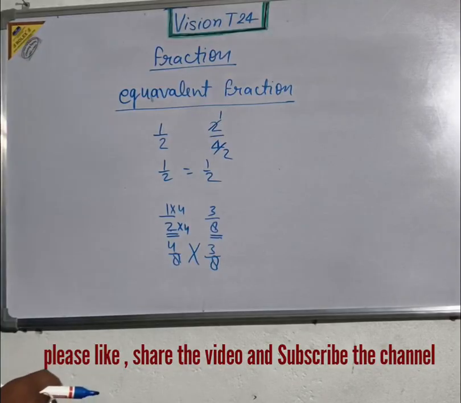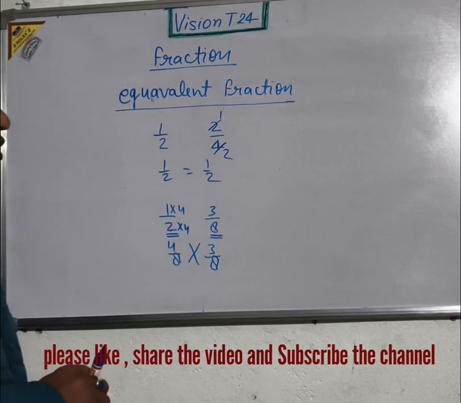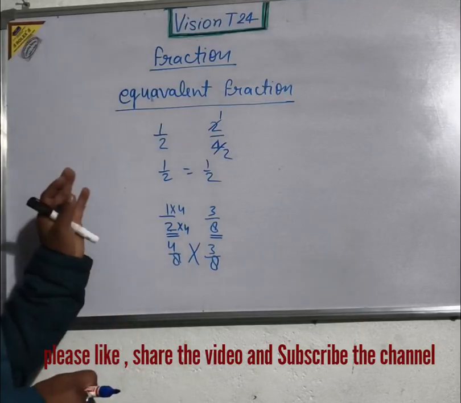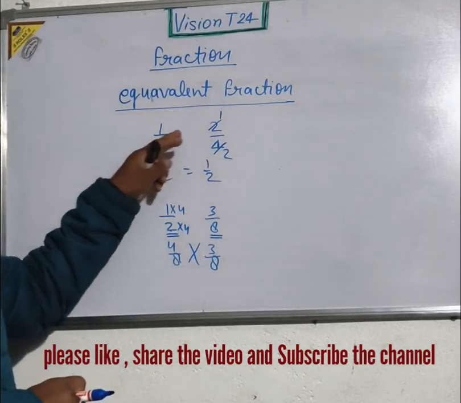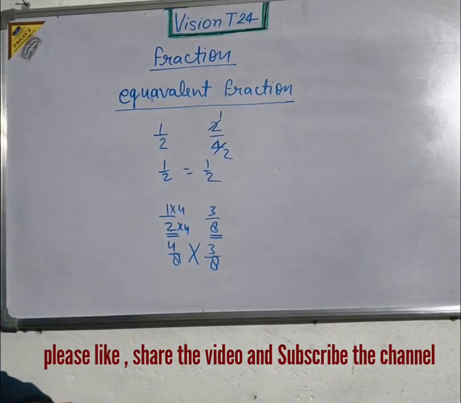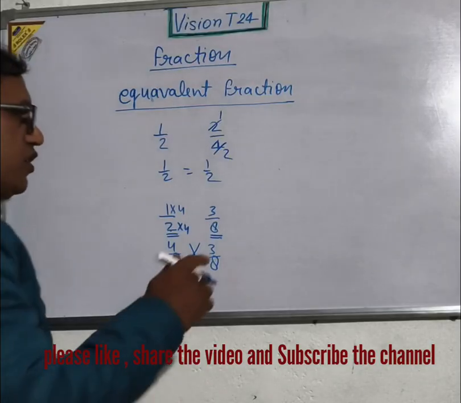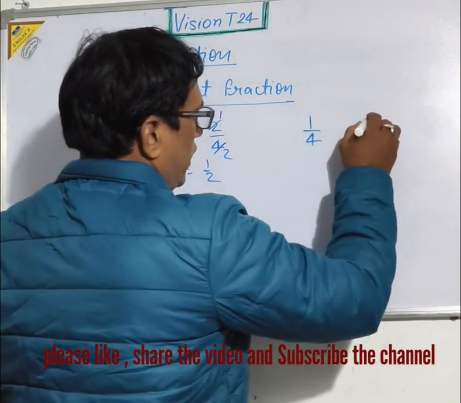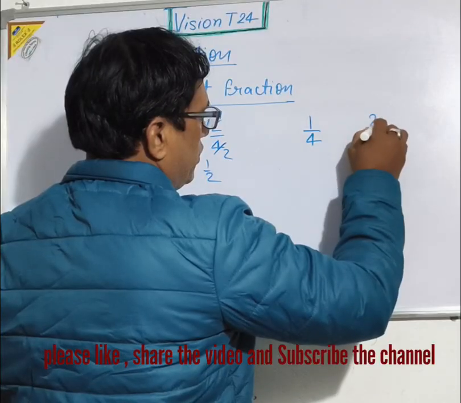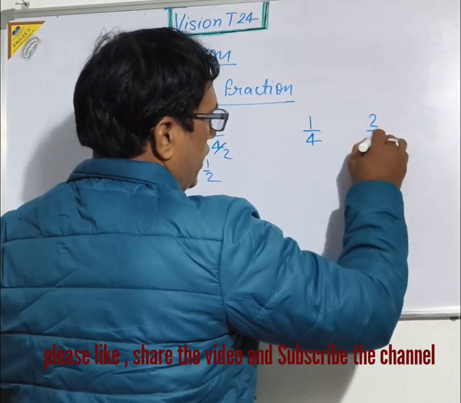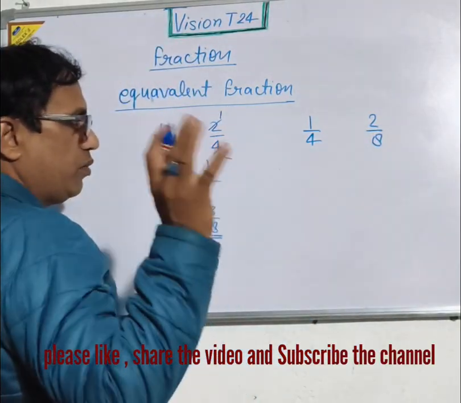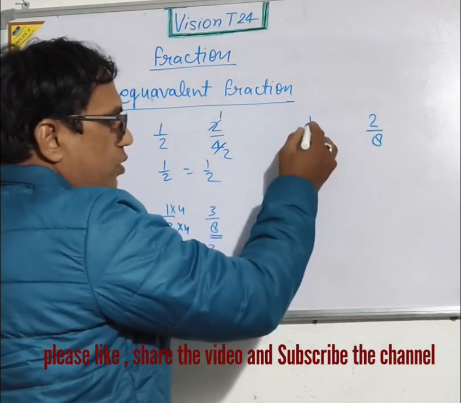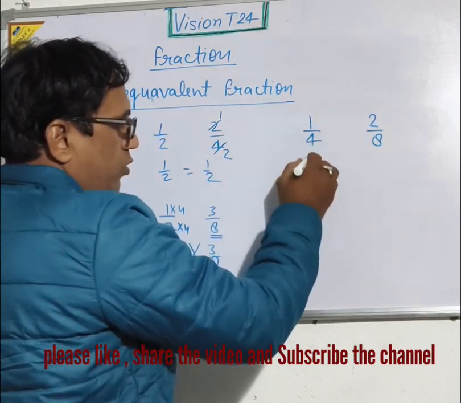Okay. So in order to compare the fractions, whether these are equivalent, you have both options: either you simplify one side or you multiply one side. Just like I have written 1 upon 4 and here I have written 2 upon 8. You have two choices: either you simplify this fraction or you multiply this fraction.